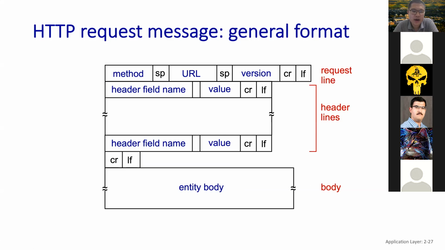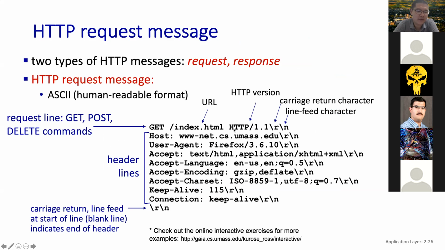Then we have the header lines. In this example we have different header lines, for example host information, user agent information, accept language, encoding, characters and so on. But for a simple demonstration, these are not necessary. A simple example is that we just need a request line and a host line. Then we can send this request.